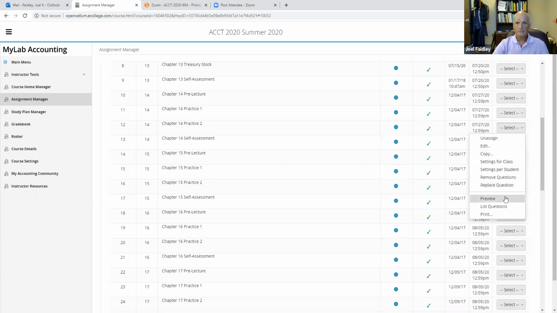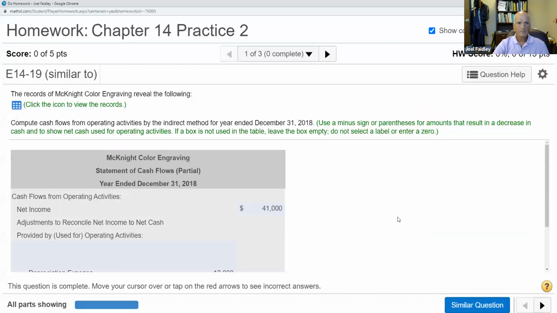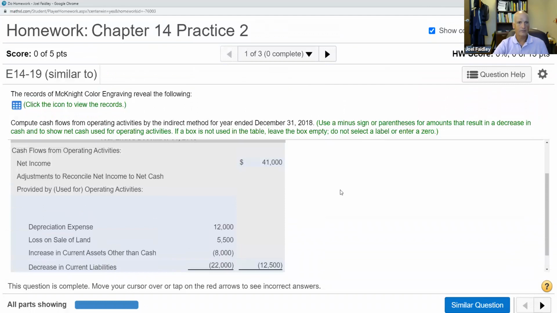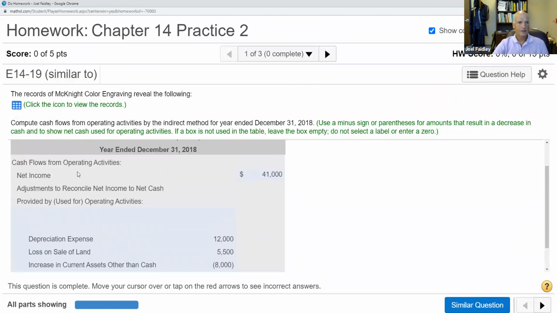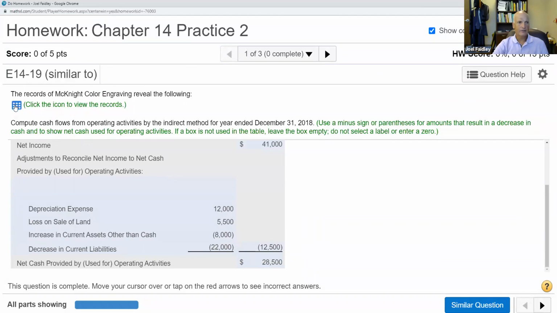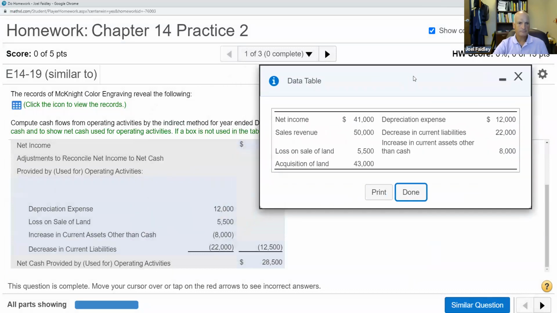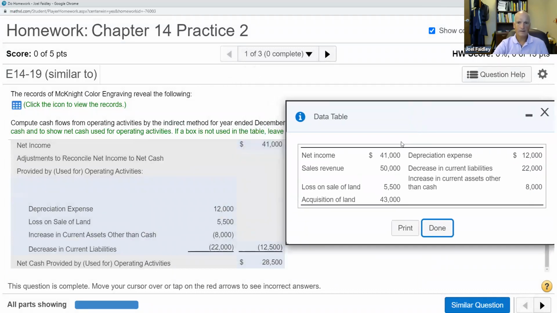Practice set 2. All right, hopefully you can see that. It says it's sharing. All right, so some of these get a little bit more involved. I don't think this one does. This one's similar. They're just doing the operating section. So let's look at the records of McKnight, and get all that on one page.